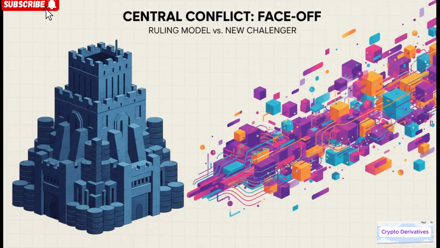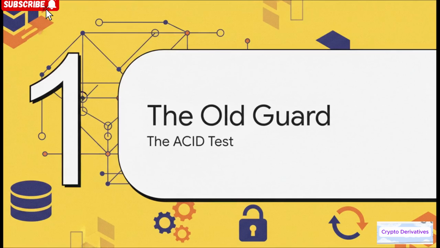For a long time, the answer to that trust problem was simple. You put one person or one company in charge. You have a centralized database. And look, it's a powerful and super efficient model. But now, a challenger has entered the ring with a totally different idea about how we should manage, and more importantly, how we should trust our data.